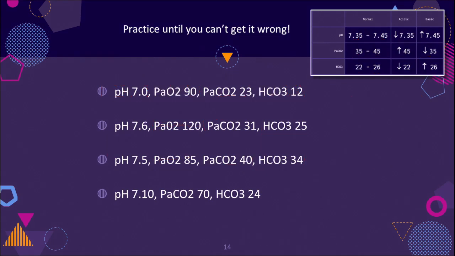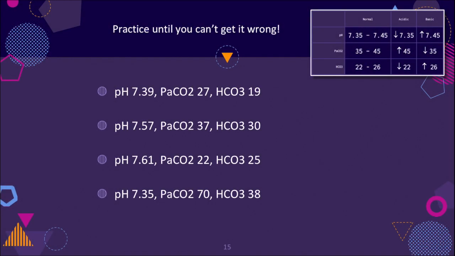I want to just flip to the next slide because I do think I have one here, this top one here. I want to do this one really quickly. So let's take a look at this. We have a pH of 7.39. If we look over at our normal, pH is 7.35 to 7.45.